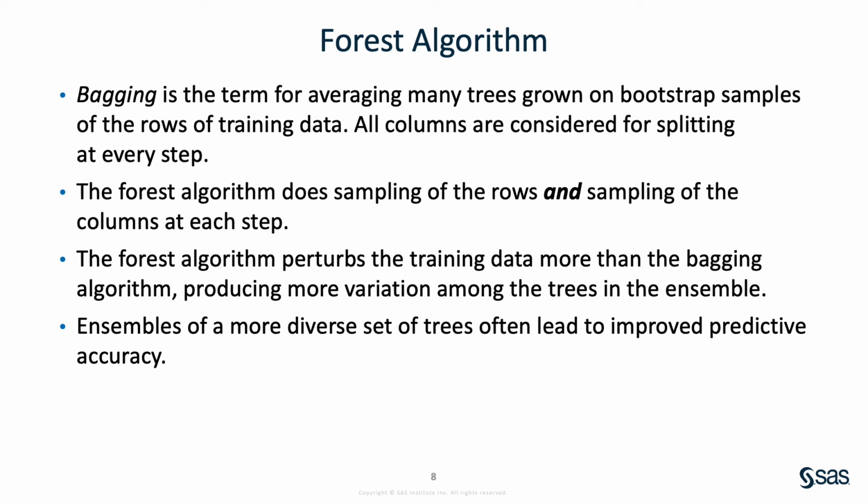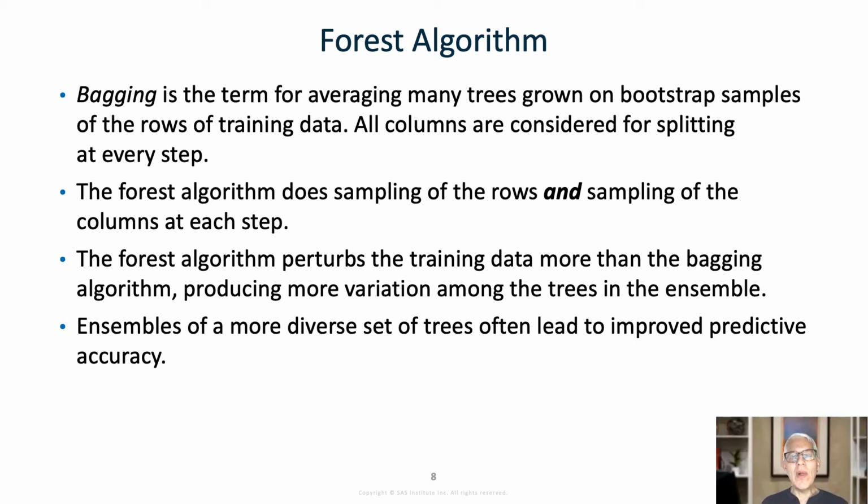And as it turns out, there's a term that we use called bagging, and that's the term for averaging many trees that are grown on what we call bootstrap samples. Those are going to be when we grab samples with replacement.